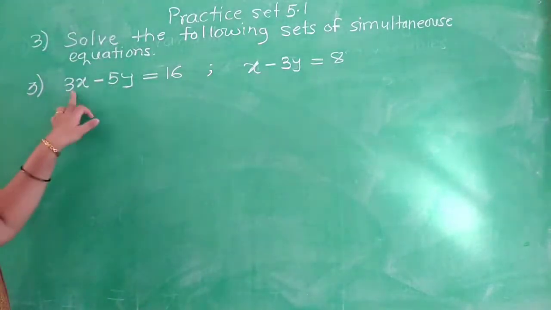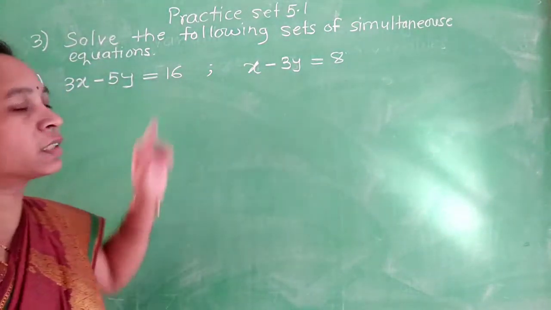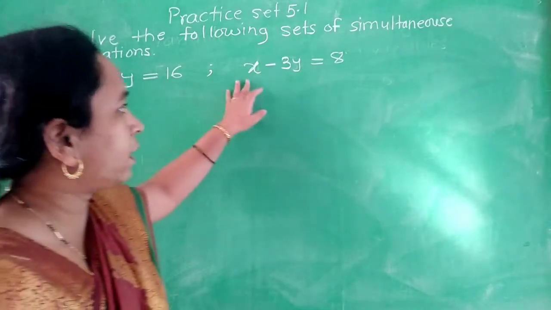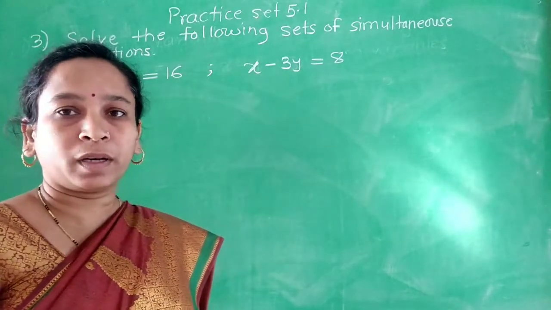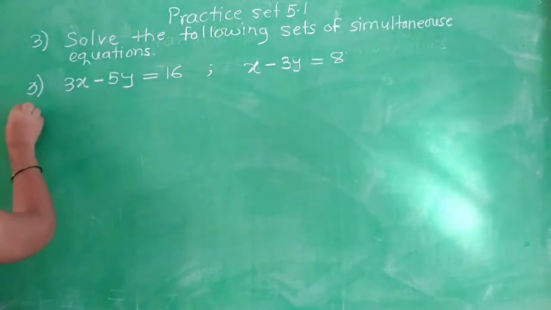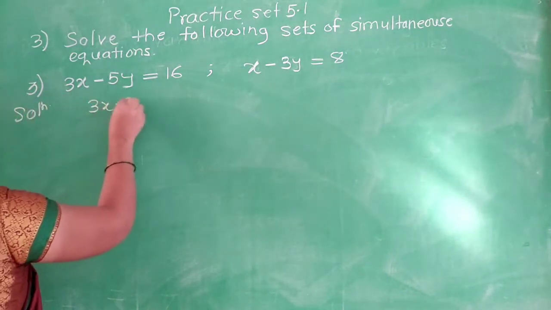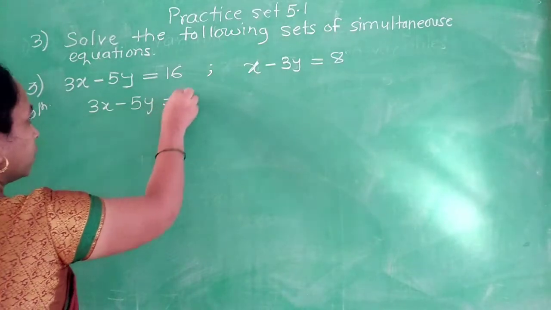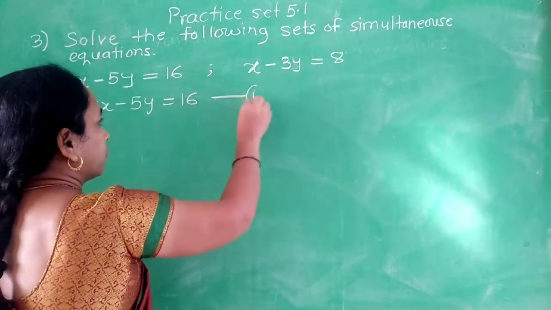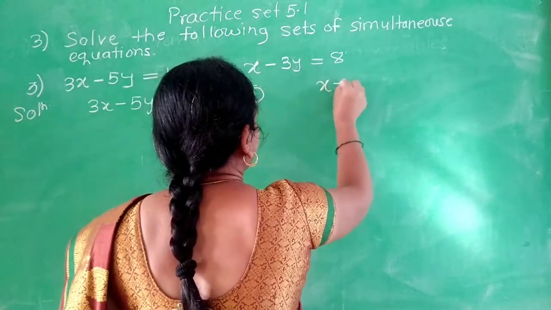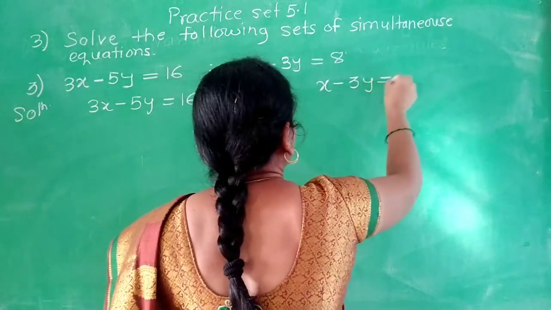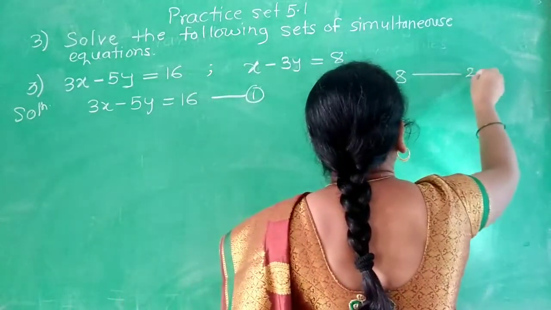Third example, 3x minus 5y is equal to 16 and x minus 3y is equal to 8. First we will assign the equation numbers. So 3x minus 5y is equal to 16, this is the first equation. x minus 3y is equal to 8, this is the second equation.